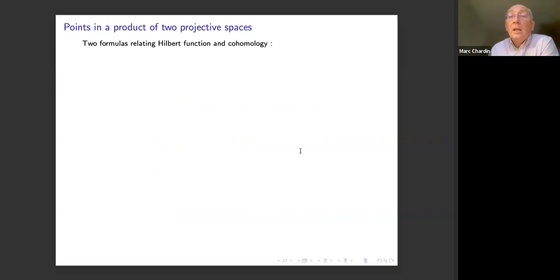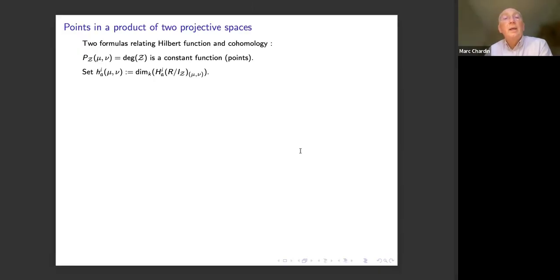Let me now give two formulas that relate Hilbert function and cohomology, of which we have seen one. Let me recall this one. In this case, I took the simplest case, so these are points, and the Hilbert polynomial is just a fixed number. For simplicity, I will set small h^i_A(mu, nu) for the dimension of the ith cohomology in A of the quotient R mod Z in degree (mu, nu), because I have to use this for several cohomologies. So the theorem is like this.